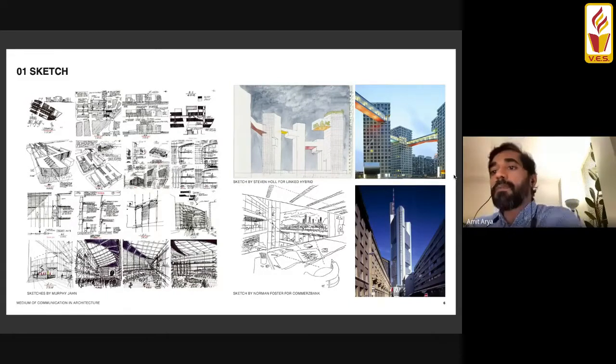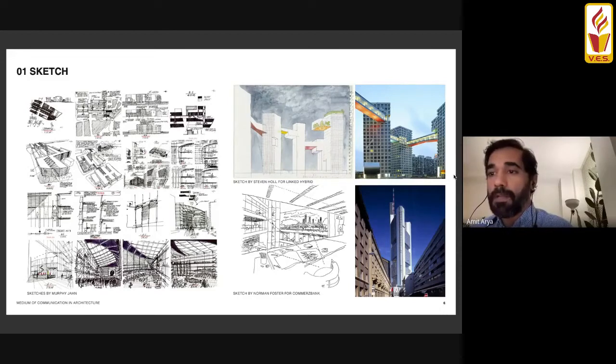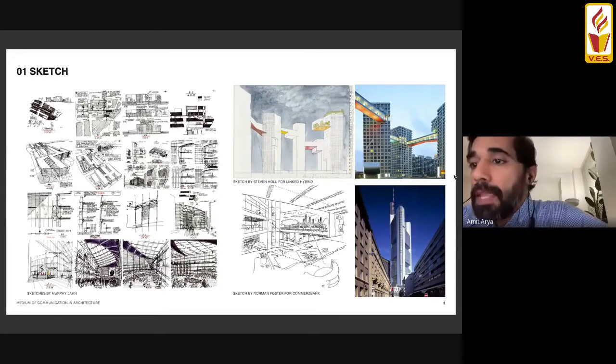And at the bottom left is actually one of my favorite sketches, produced by Norman Foster for the competition for the Commerce Bank in Berlin. The sketch is looking from the eyes of a particular inhabitant of the future building and what they will look around to. They look around to their co-workers, but at the same time, there's an ambition of relating to the city. And the final manifestation of the tower does exactly what was promised in the sketch. Next slide, please.